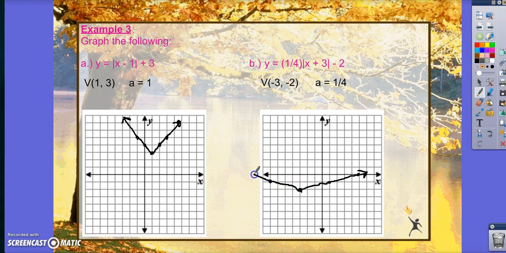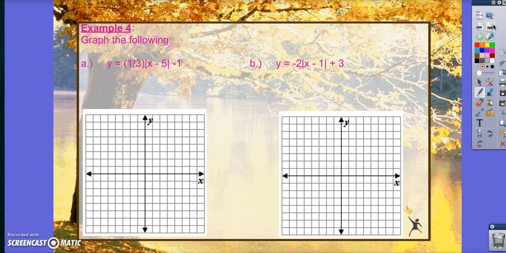And do you remember from yesterday, we said if the absolute value of a, which absolute value of 1/4 is what? 1/4. It's less than 1. So look how wide 1/4 is compared to a slope of 1, or an a of 1. Here's the standard we have been using with the slope. Here is 1/4.